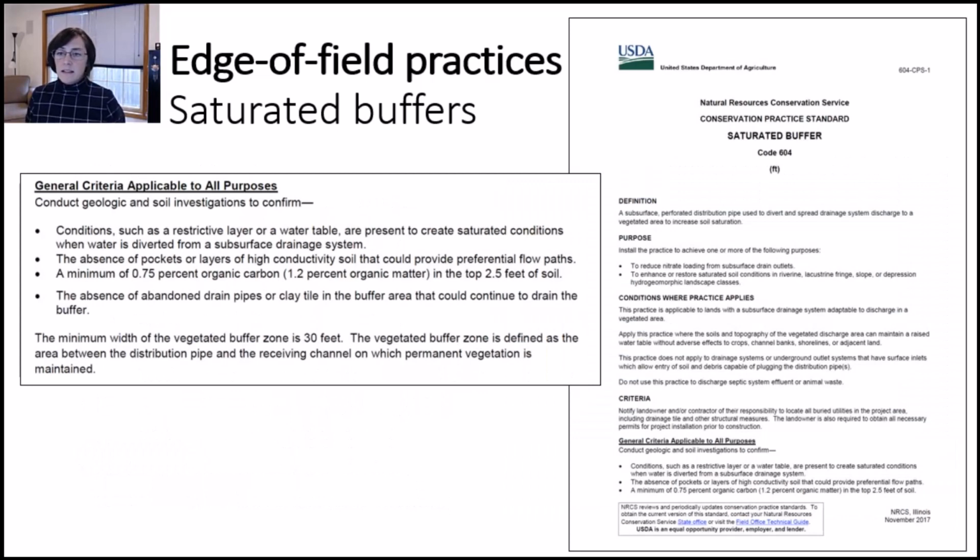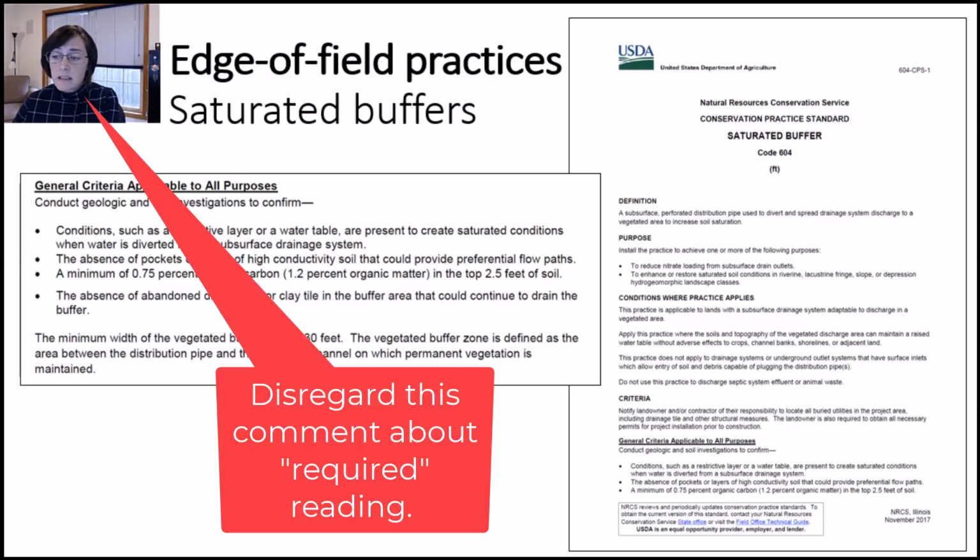And just for context, here is our NRCS Conservation Practice Standard Code 604 for saturated buffers. Some of the things we just discussed are in here, like avoiding layers of high permeability, wanting to have enough organic carbon or organic matter in the soil for those denitrifying bacteria. There are a couple other good siting requirements discussed in the Purdue University fact sheet. That's a part of your required reading. That fact sheet does a good job of discussing some of the landscape positioning requirements that you need to have a saturated buffer.